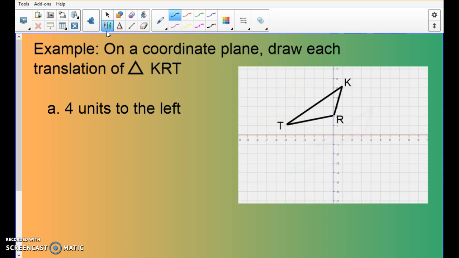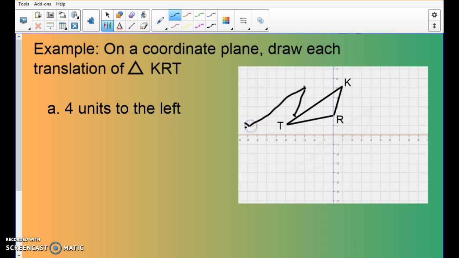So T right here is at -5. I'm going to move it 4 units to the left. It's going to be at -9. K is at +1. 4 units to the left would move it to -3. And R is at 0. So 4 units to the left would move it to 4. And then I'm just going to draw my new shape.